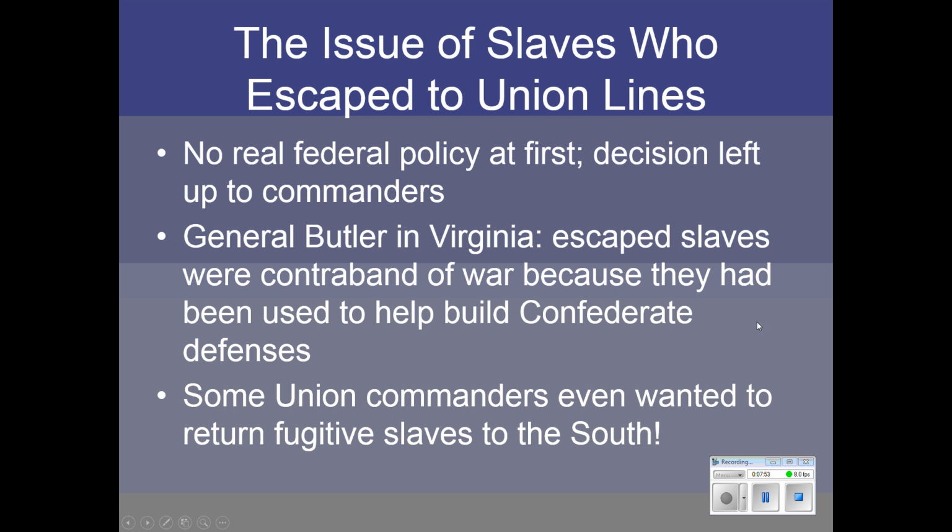But some Union commanders very early even wanted to return fugitive slaves to the South. Their point was that this is not a war to end slavery. And Lincoln had made that clear. At first, it was not, because there were 4 slave states that were still part of the Union. And the danger was that if you made it a war to end slavery, you would offend and lose the support of a lot of Northerners in those northern slave states, namely Kentucky, Missouri, Maryland, and Delaware.